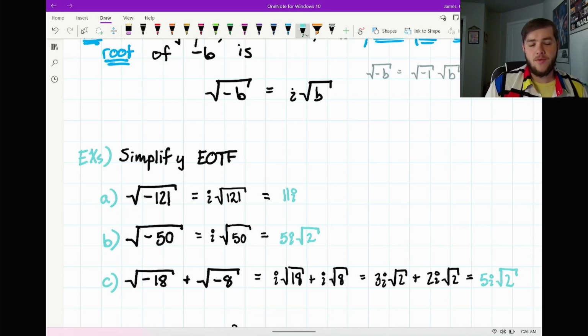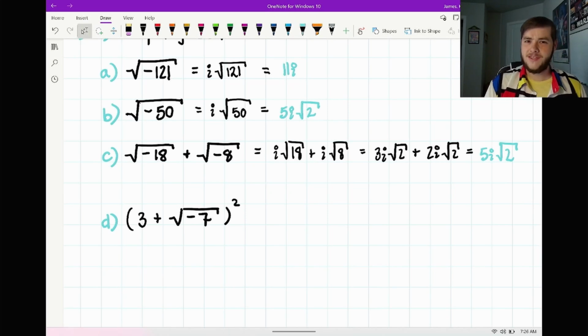In part C, we have a few extra steps to fully simplify. Notice both of those terms have a negative sign under the radical, so I can pull an i out of both terms. Then I'm left with i root 18 plus i root 8. Both of those radicals can be simplified into 3 root 2 and 2 root 2, respectively. Now I can combine my like terms. Since I have 3 copies of i root 2, and I get 2 more copies of i root 2, I'm left over with 5 copies of i root 2.